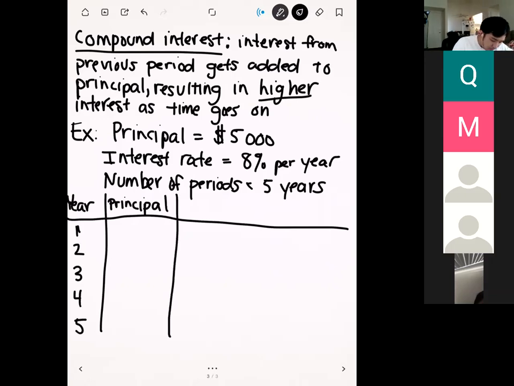And so let's make another column for the principal. So that's what we're going to use to compute the amount of interest. Okay. And so our original principal on year 1 is going to be what I have right there. So we're going to start out with $5,000 principal.